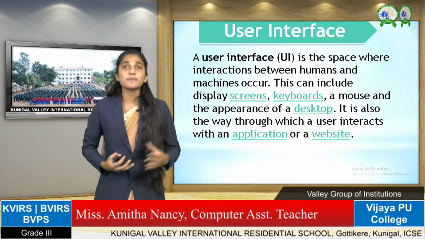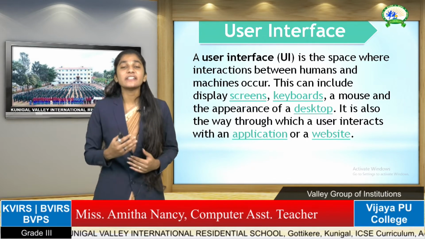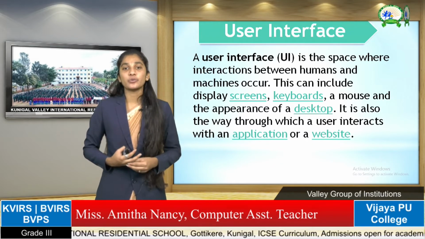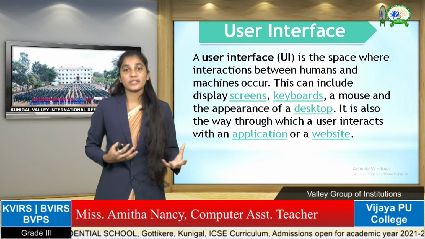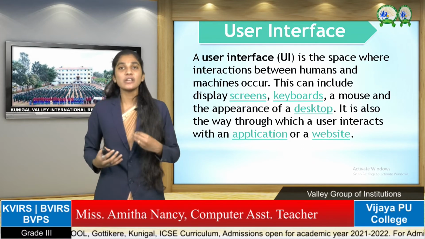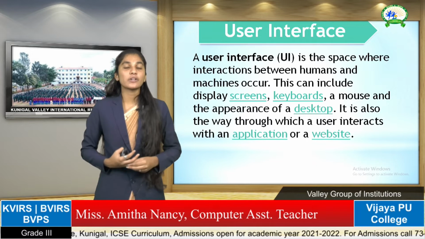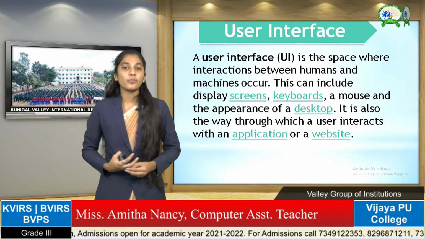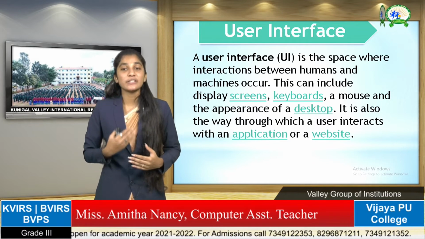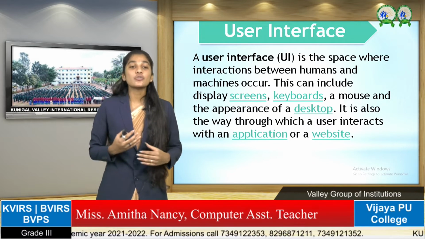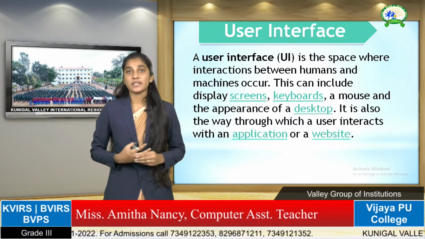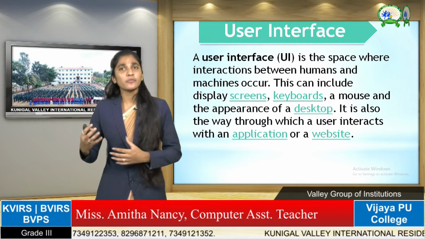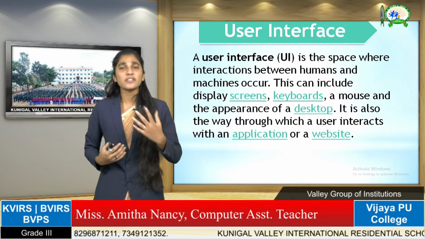Next we have user interface. User interface is a space where the user can interact with the computer. Like humans, how we should interact with the computer. This can include the display of the screen, or the keyboard, or the mouse, from which we interact with the computer. We give instructions to the computer, or we get output from the computer, like from the printer or from the monitor. This is known as user interface. It is also the way through which the user interacts with applications or websites. Some applications like Word, PowerPoint or Excel, all these we will be using, or a website. If I want any information, I'll search for the information.